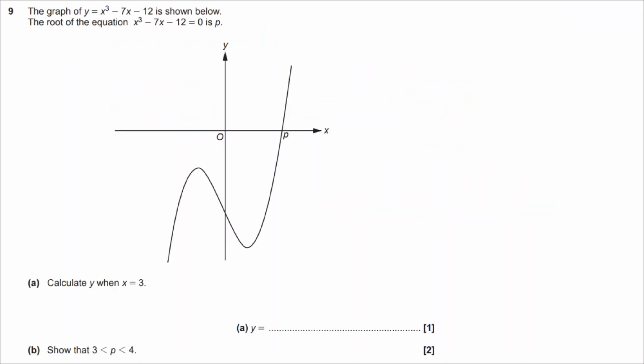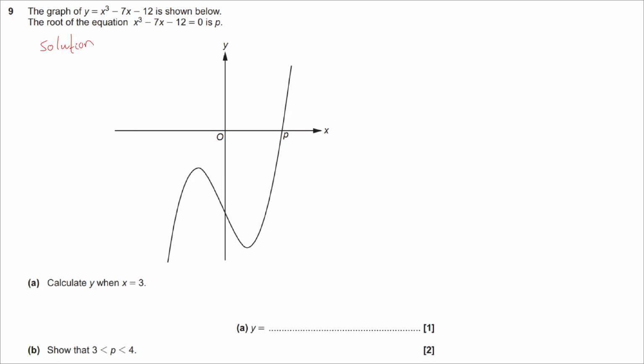Question 9, we've got this. The graph of y equals x cubed plus 7x minus 12. So it's a cubic, because you've got the highest power as a 3, as shown below here. And the root, which is another word for solution, meaning where it cuts the x-axis, this is the root, or the solution, of the equation, is p. It says calculate y when x equals 3, part A. So you just put x equals 3 into the equation up here.